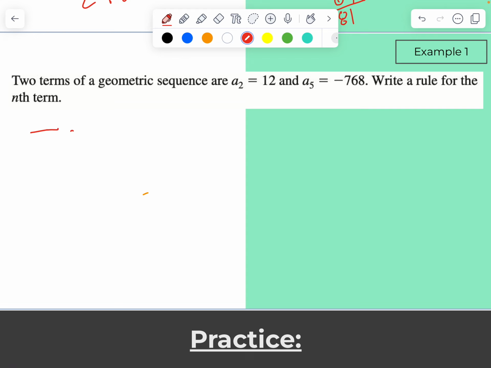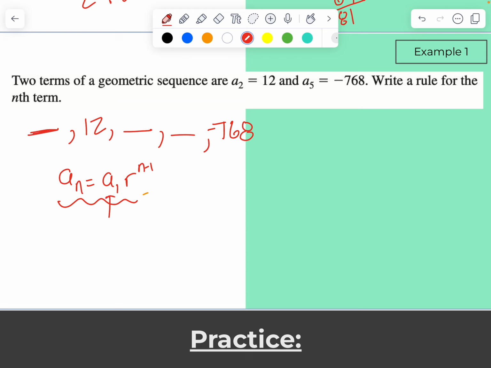If we think about our pattern, we have the 1st term, which we don't know. We then have the 2nd term, which we know. We don't know the 3rd, don't know the 4th, and then we know that the 5th is negative 768. Well, if we think about our formula, a sub n equals a sub 1 times r to the n minus 1, we can manipulate this formula a little bit to help us figure out what our 1st term is, because right now we don't have it, and what our common ratio is.